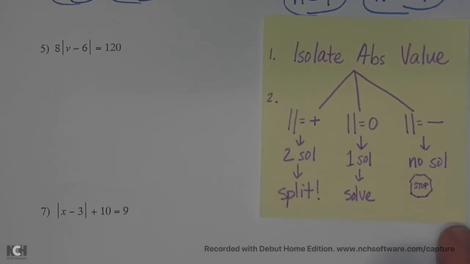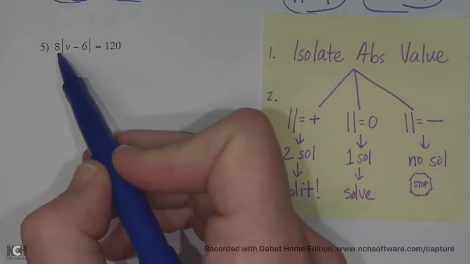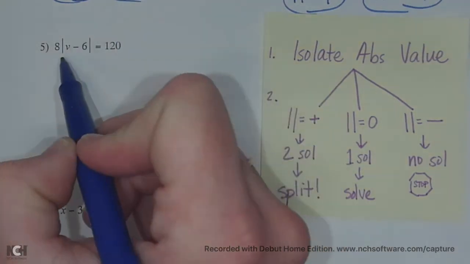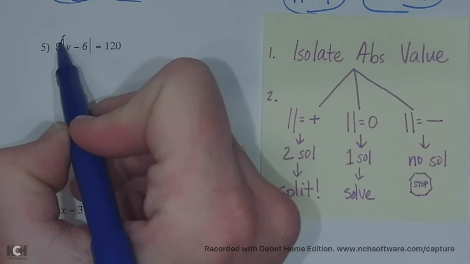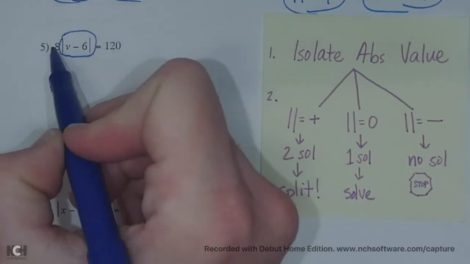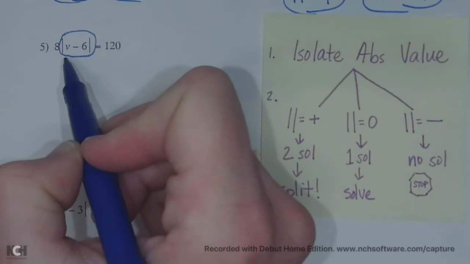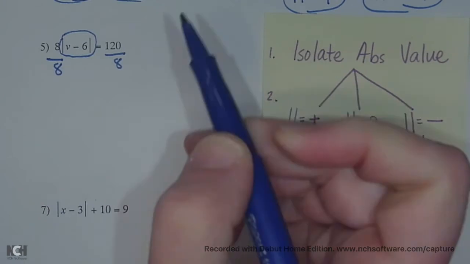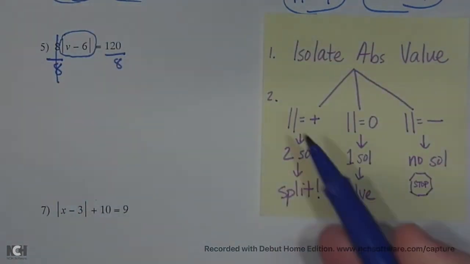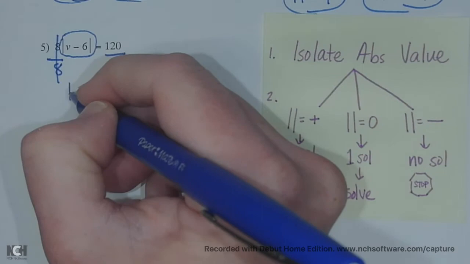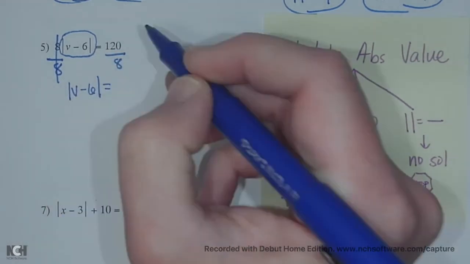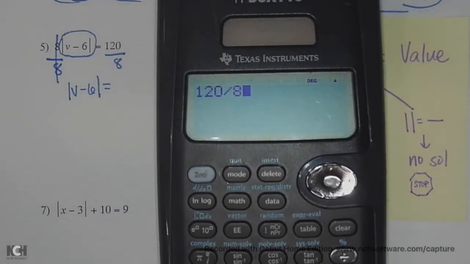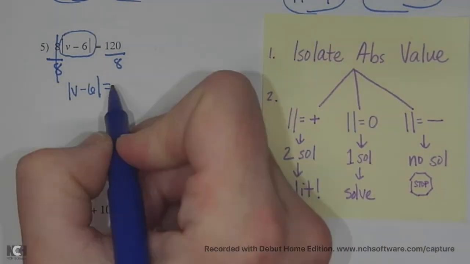Okay, looking at number 5, we have 8 times the absolute value of v minus 6 equals 120. So we need to isolate the absolute value part, which is the v minus 6 part right here. We know that 8 is multiplying by it right now, so let's get rid of that 8 by doing the opposite of multiplication, which is division. We're going to divide by 8 on both sides. So 8 divided by 8, that's going to go away. And then we're going to go ahead and bring down the absolute value of v minus 6 equals whatever this equals. Let me grab my handy calculator. 120 divided by 8 looks like 15 is what we have over there.